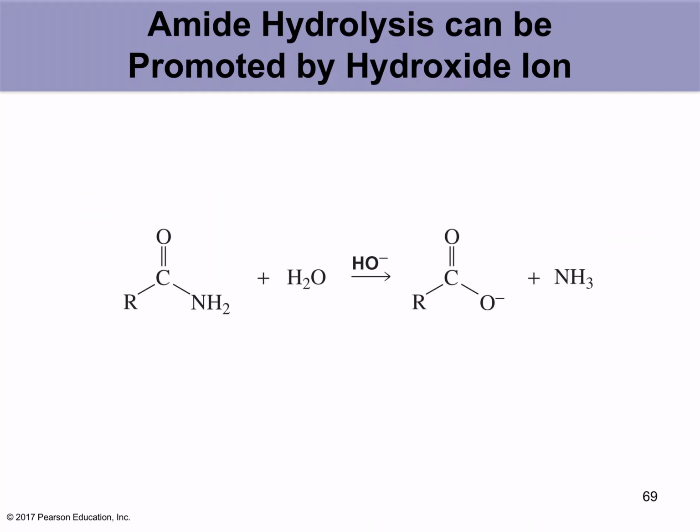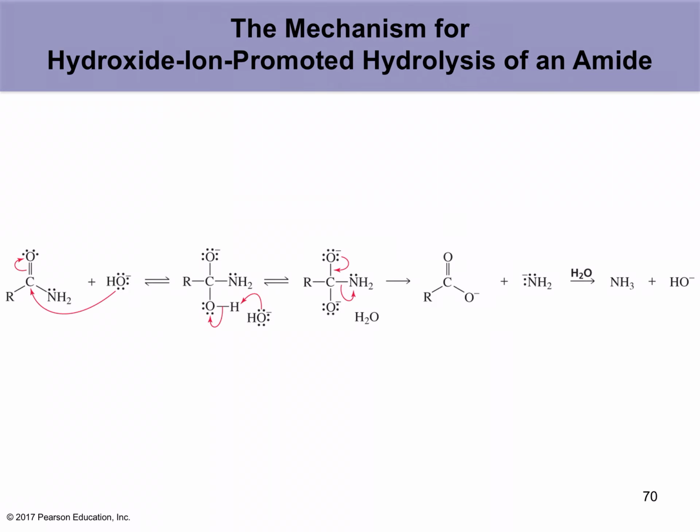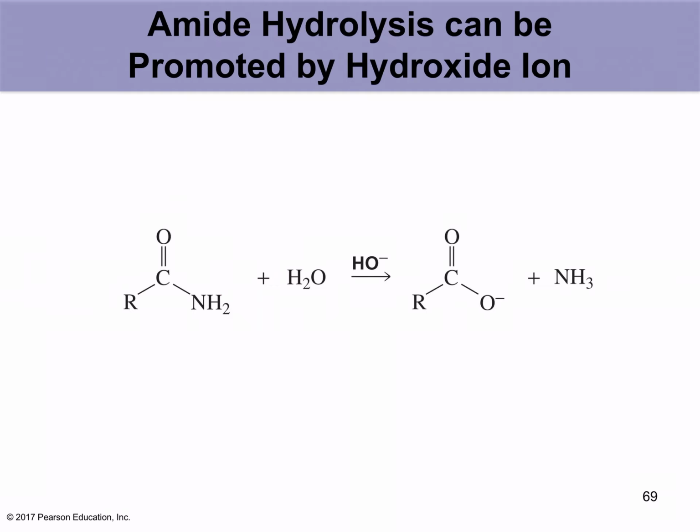Amide hydrolysis can be promoted by hydroxide ion. Now this is an amide group. The hydroxide ion goes and attacks the carbonyl carbon, opens up the pi bond, and then it can reform the pi bond and eliminate NH2, but it will not eliminate NH2 right away, and later on it will grab a proton. We have the mechanism in the next slide.